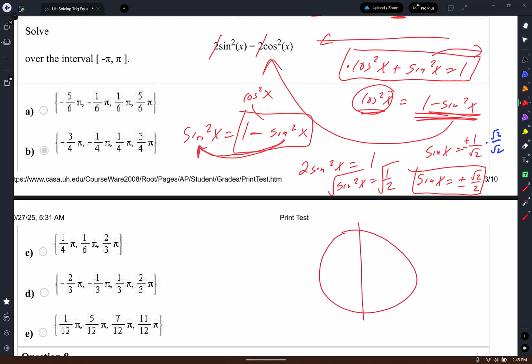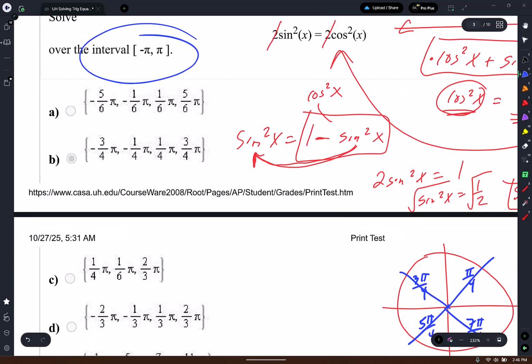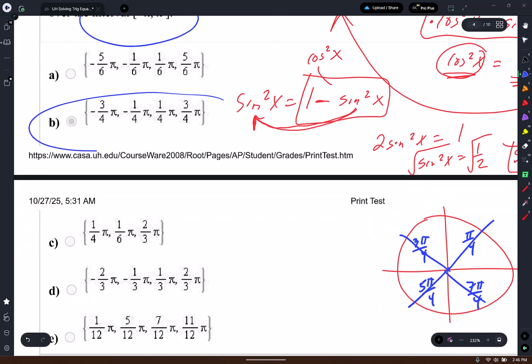On the unit circle, where am I a positive square root of 2 over 2? And where am I a negative square root of 2 over 2? All right here. Bam, bam, bam, bam. All the ones over what? 4. Pi over 4, 3 pi over 4, 5 pi over 4, 7 pi over 4. That's if we were between 0 and 2 pi. Notice the interval. Notice the domain. Am I between 0 and 2 pi? No, I'm between negative pi and pi. So look for the ones over 4. Letter B. I know, guys, it's not the most exciting, especially if you're tired.